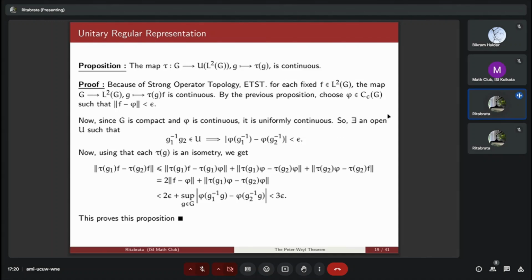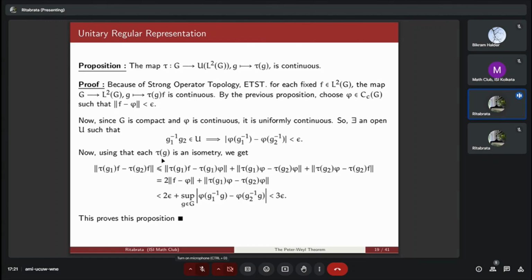So basically, to be epsilon close, we can have an open set U, so that if g1 inverse g2 is in U, then phi of g1 inverse and phi of g2 inverse are very close to each other. If it was not uniformly continuous, we would have needed to fix one of g1 or g2, and this U would be dependent on some g1 or g2. Because of uniform continuity, for this epsilon, this U only depends on epsilon. This U doesn't depend on any choice of g1 and g2. It only depends on epsilon.